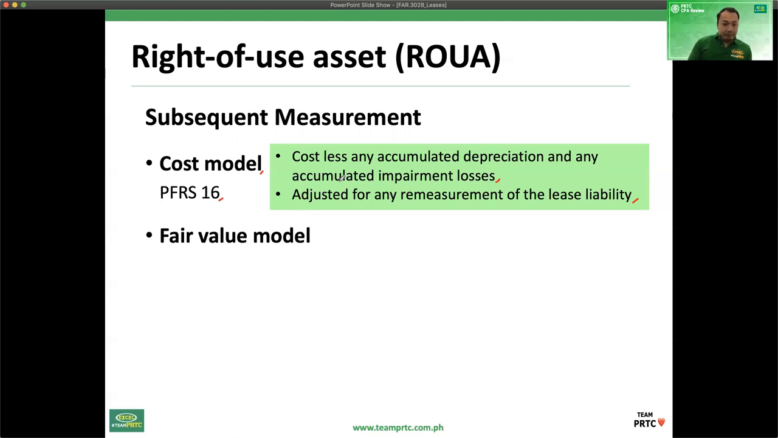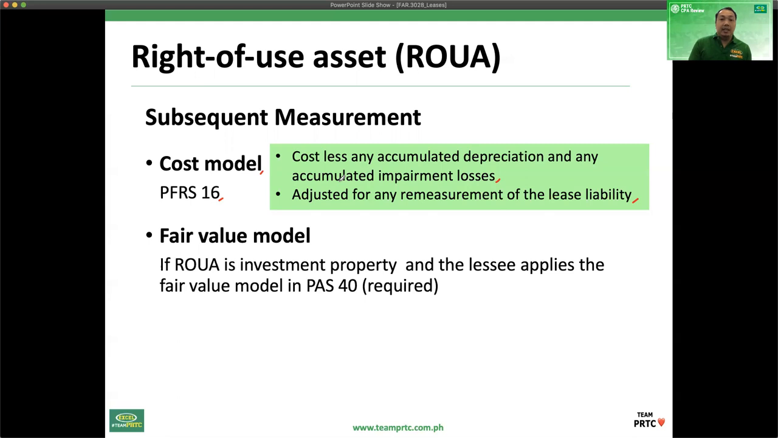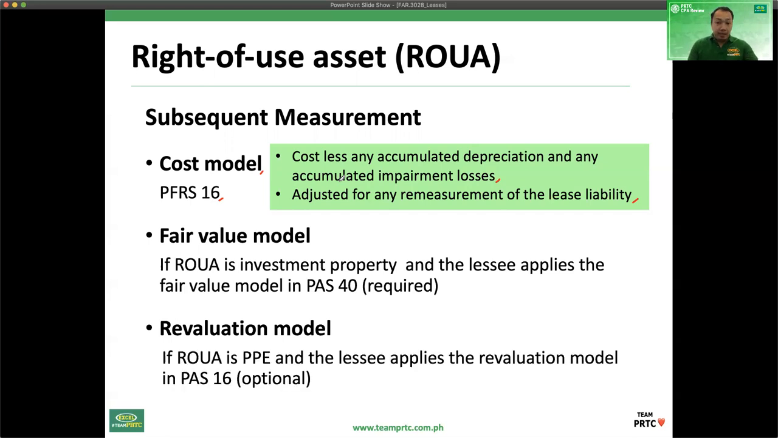Okay, fair value model. So if the right of use asset is investment property and the lessee applies the fair value model in PAS 40, the entity is required to use the fair value model for its right of use asset. Okay, revaluation model, if the right of use asset is PPE and the lessee applies the revaluation model in PAS 16. However, it is optional. Okay, that is why letter C earlier was wrong. It is not mandatory. What is required is only the fair value model. So that's the subsequent measurement of right of use asset.